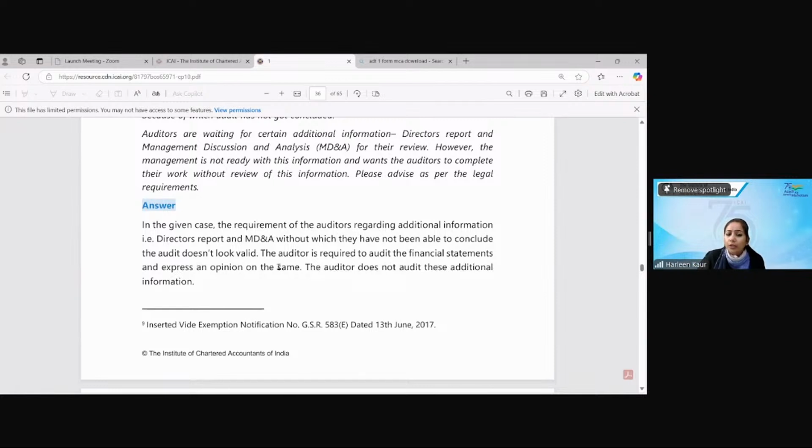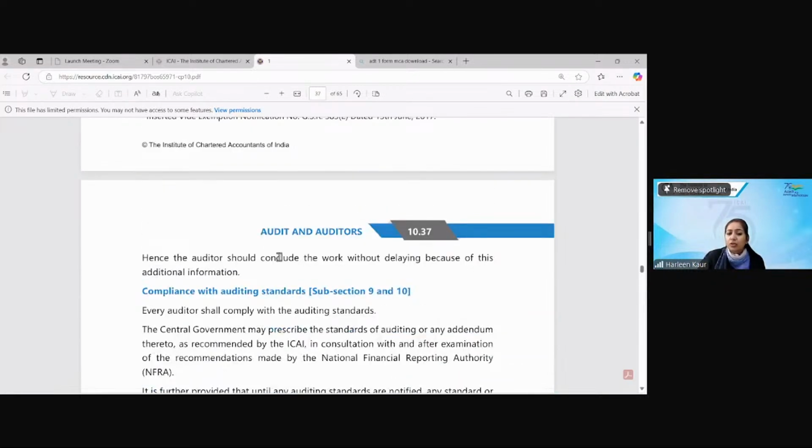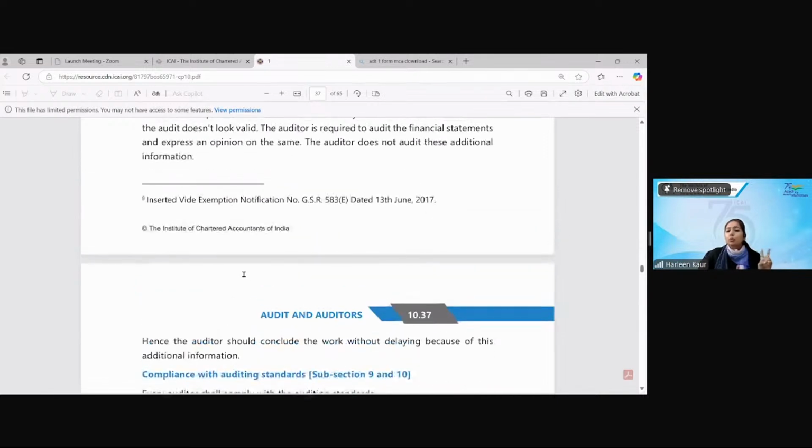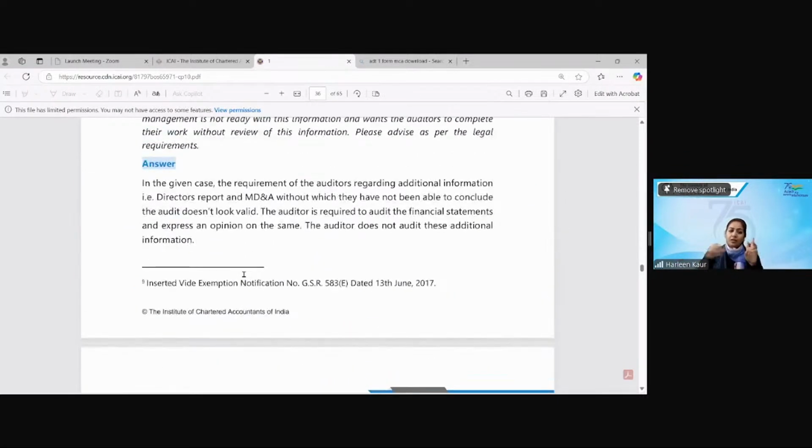Auditor is required to audit the financial statement and express the opinion. Auditor does not audit this additional information, so he cannot conclude because of the delaying of the information. So it says you're simply delaying the work. You can answer in two ways. Number one, there was certain information and explanation because of which I cannot complete my audit report. Then it becomes a legal hindrance. You have to give me, then only I can complete it. Second, you can say that this is mere information that you're asking and it is not affecting my work.